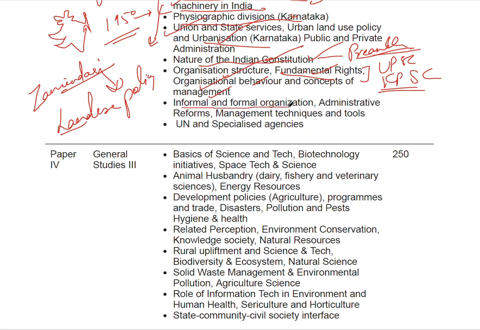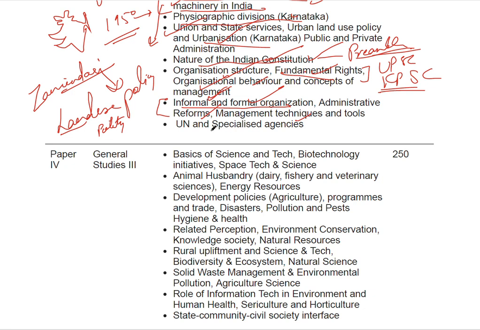Then we have something called informal and formal organization, administrative reforms, ARCs, which we call management techniques and tools. So what is this? See, to regulate, we have formed a lot of formal and informal organizations. So what are those and how do they work in our polity? We'll be covering that.